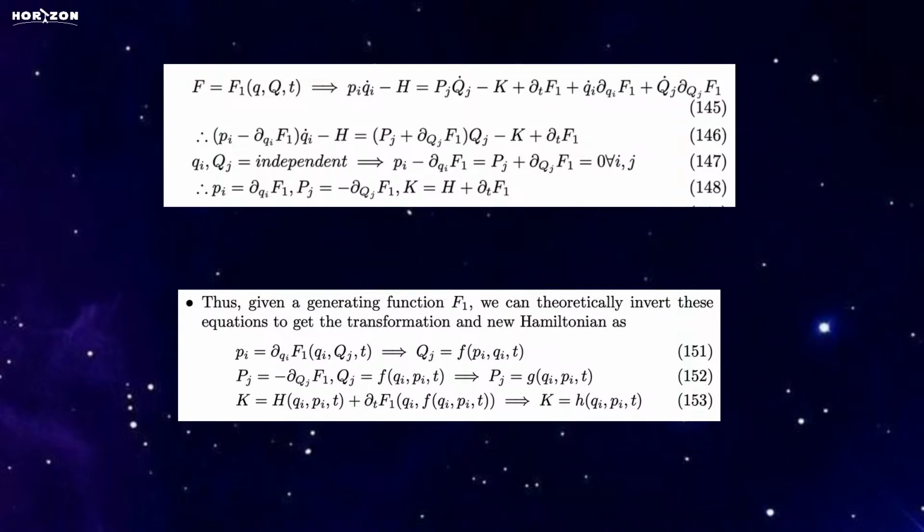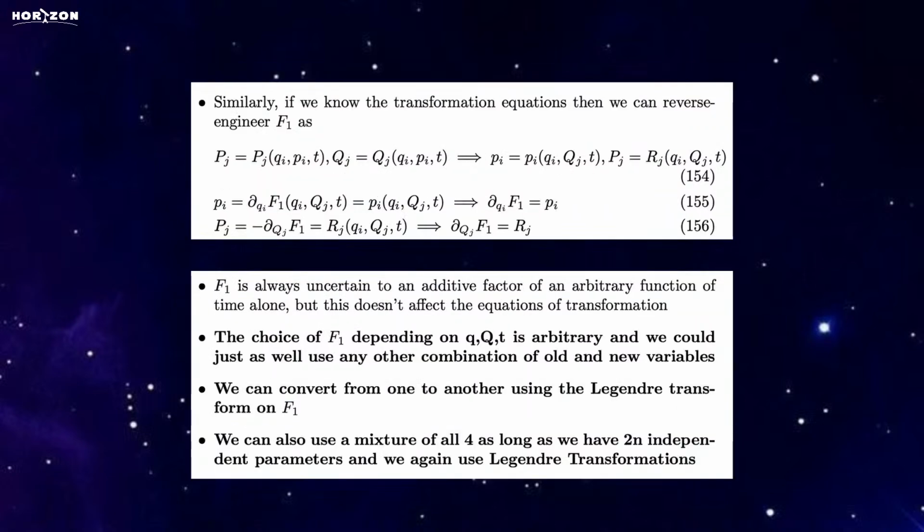And as I earlier said, these are completely equivalent. We can reverse engineer to get the generating functions out of the initial and final conditions, which is also shown in the slides. As I've earlier said, the explicit time dependent part of the generating function does not affect the equations of transformation. It only affects the final Hamiltonian, and that is what is being stated here.